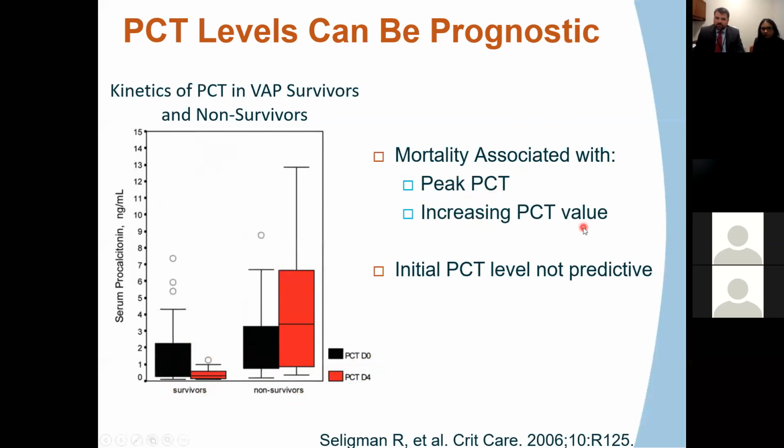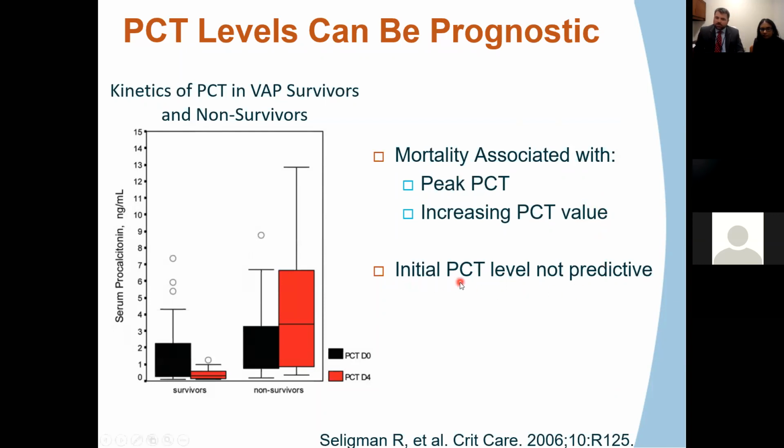If the procalcitonin continues to go up even though you're giving antibiotics, it means a poor prognosis. I would consider changing antibiotics. There are very few times where we know we have the right antibiotics and it continues to go up. It's a very poor prognosis. Those patients don't do well.